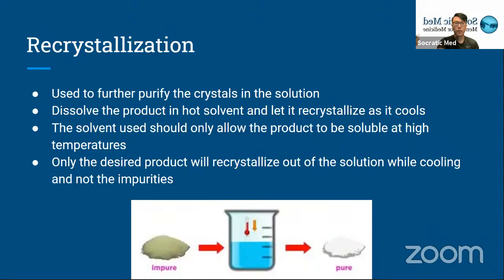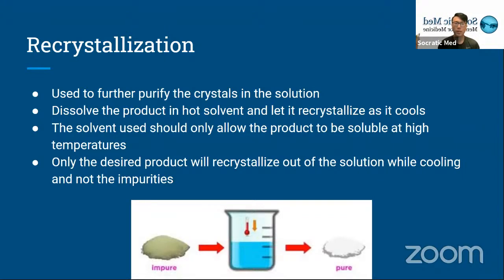So that's vacuum filtration. There's a step called recrystallization. This is used when you want to further purify the crystals in the solution. Because the initial product that you obtain is impure, there may be other stuff mixed in with your product. So what you do is you dissolve the product in a little bit more hot solvent, but then you let it recrystallize as it cools.